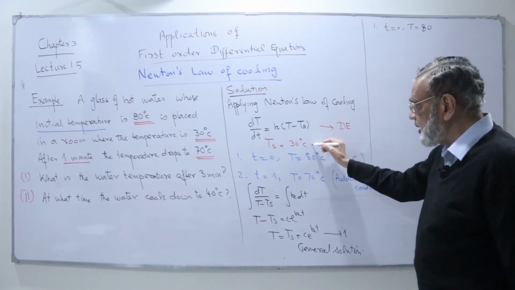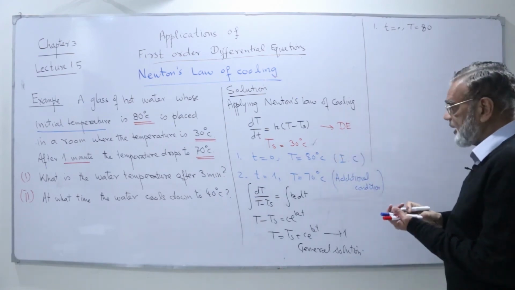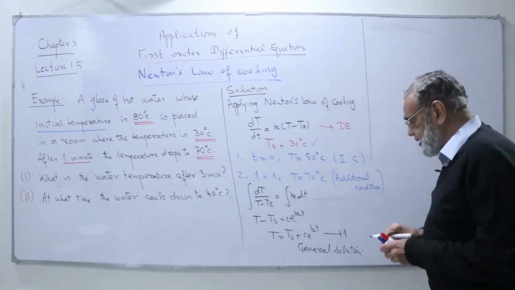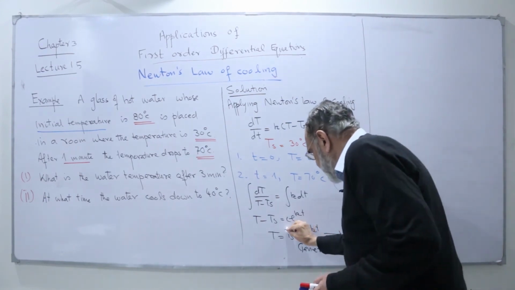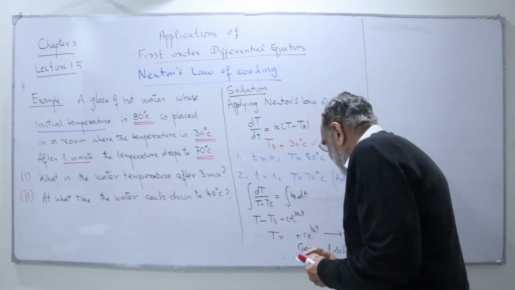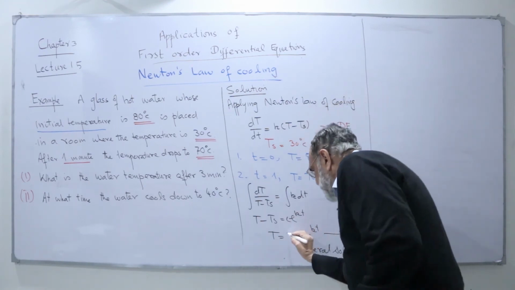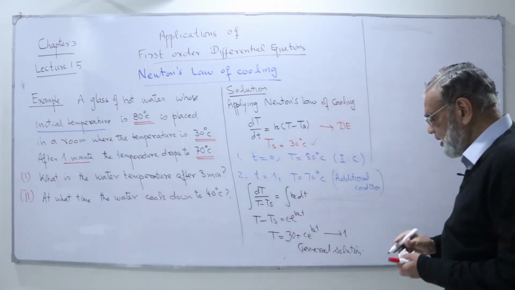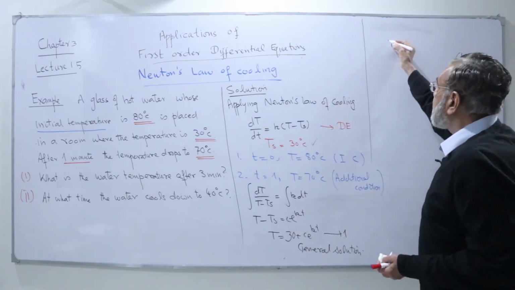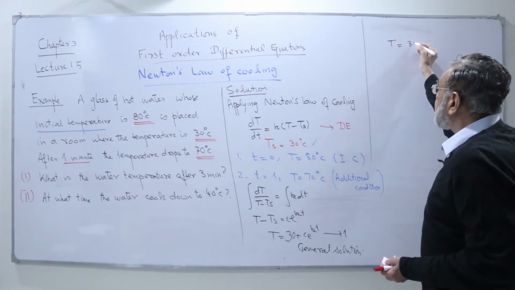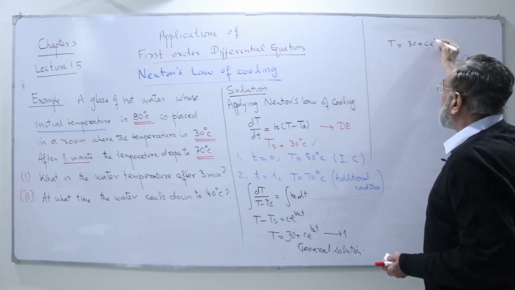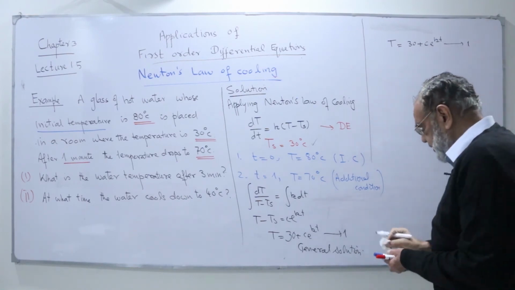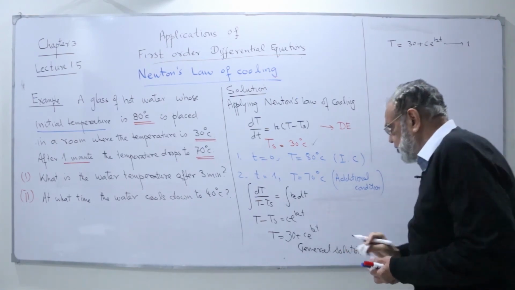My Ts is equal to 30. So I rewrite this, and I can write my general solution, and I just change my Ts to 30 degrees centigrade. This is my surrounding temperature, so my solution is T is equal to 30 plus C e to power kt. So this is my number 1, the general solution.